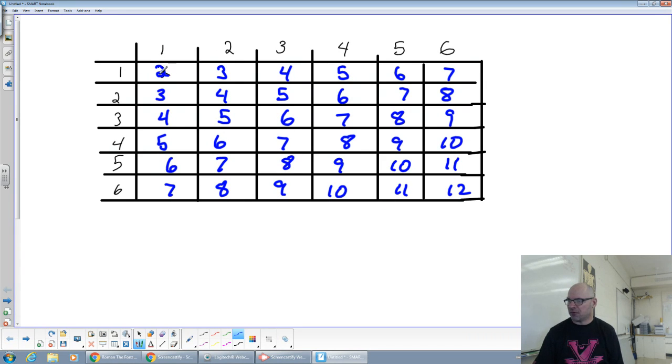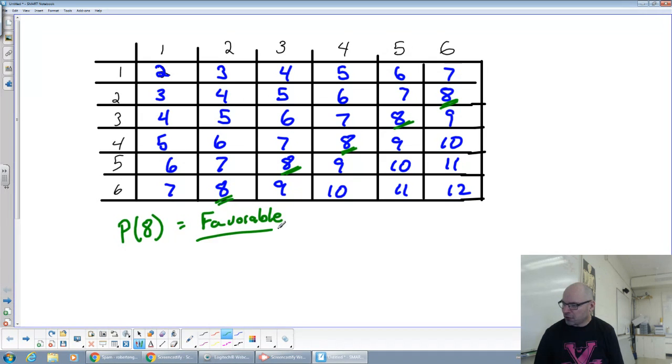Okay, so this is all the possibilities of what you can roll. A 1 and 1 would give you a 2. A 1 and a 5 would give you a 6, or a 5 and a 1 would give you a 6. Okay, so when they ask you the question, the first part is, what is the probability of rolling a total of 8 on two 6-sided die? So where do you see 8s? Here we have an 8, here we have an 8, here we have an 8, here we have an 8, and here we have an 8. So that gives us the probability of rolling an 8. So the probability of rolling an 8 is going to be the favorable over the total.